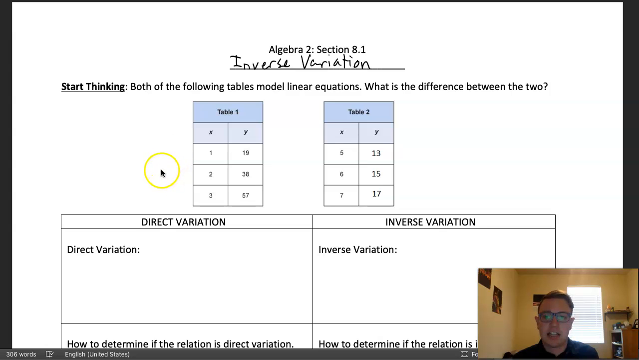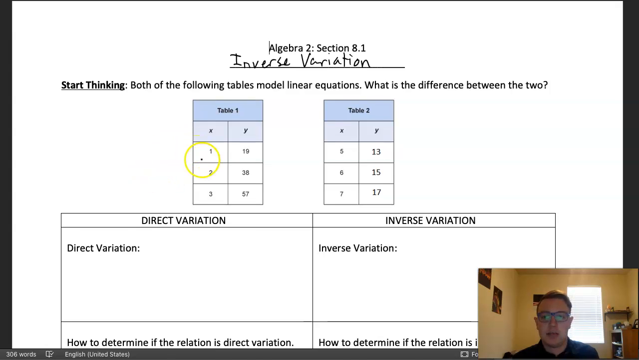Okay, well let's take a look at this first table here. For table 1, we have x is equal to 1, y is 19, x is 2, y is 38, x is 3, y is 57. So it looks like if we multiply each of these terms by 19, that's how we get this, right? 1 times 19 is 19, 2 times 19 is 38, 3 times 19 is 57. So we have no y-intercept here. Our y-intercept is 0, and this is what we called direct variation.